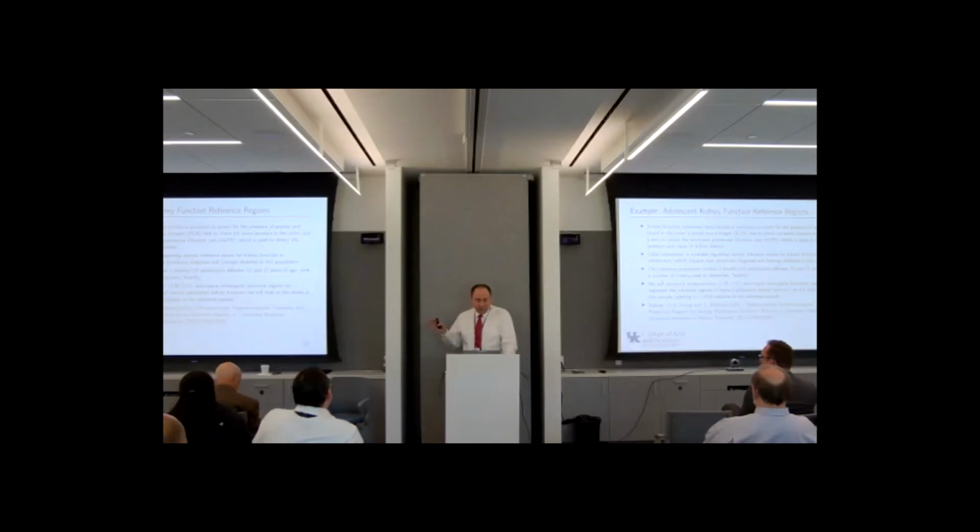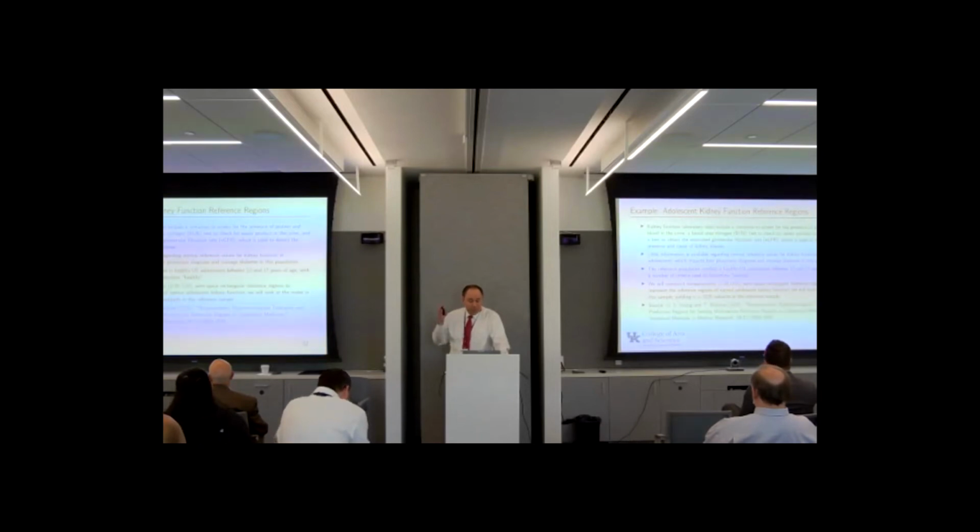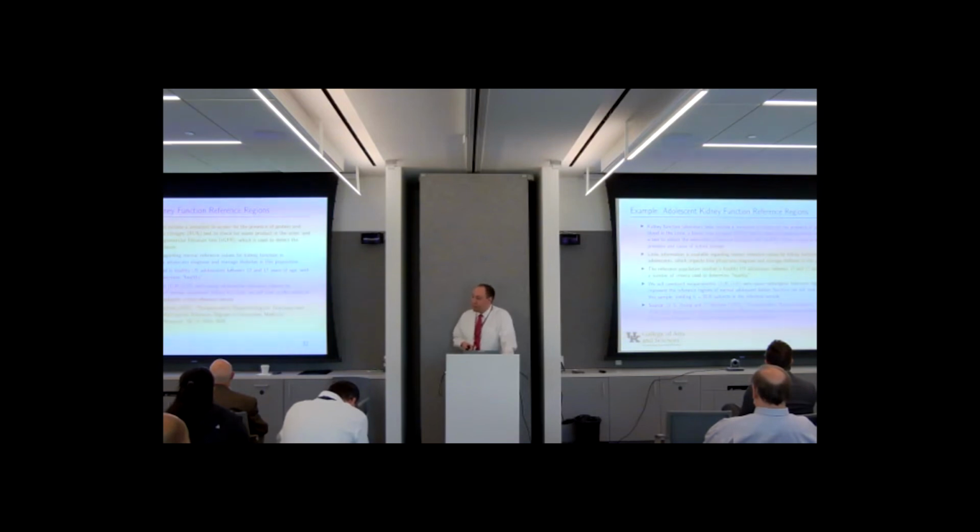The kidney function laboratory tests include a urinalysis to screen for the presence of protein and blood in the urine. There's a BUN test to check for waste product in the blood, as well as tests to obtain the estimated glomerular filtration rate, the eGFR, and that's used to detect the presence and cause of kidney disease. There's actually not as much information out there regarding normal reference values for kidney function in adolescents, and that of course can impact how physicians would diagnose and manage diabetes in that population.